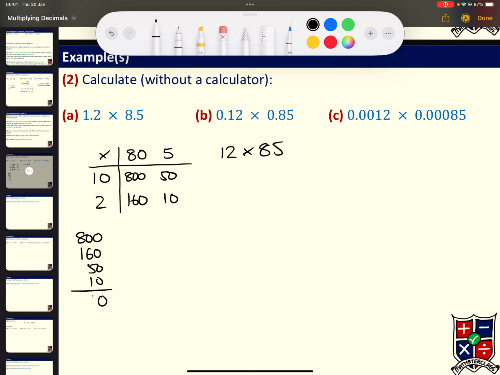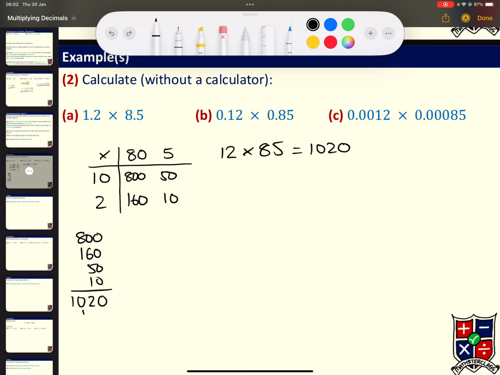6 plus 5 is 11, plus 1 is 12, carry the 1. 8 plus 1 plus 1 gives us 10. So 1020 is our answer to 12 times 85. So the digits 1020 are going to get fitted into each of the answers for these questions because all of them involve a 1 and a 2 times an 8 and a 5, or in other words, 12 times 85.